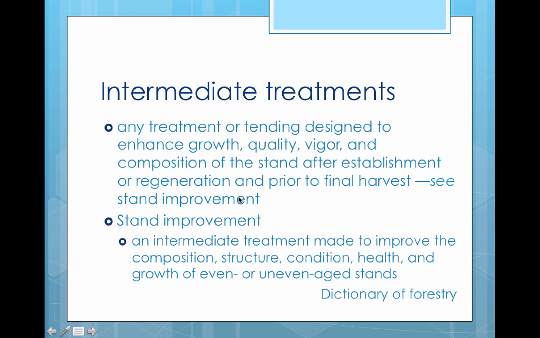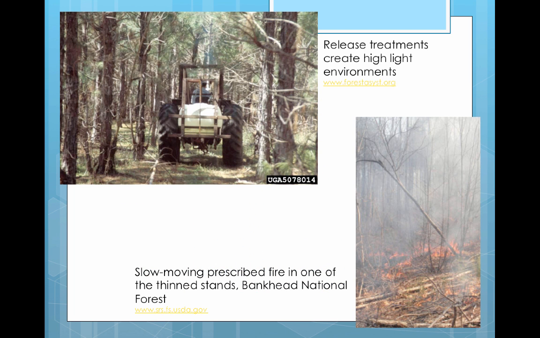And we can see in this definition, the Dictionary of Forestry points us also to stand improvement. So what is stand improvement? Stand improvement is an intermediate treatment made to improve the composition, structure, condition, health, and growth of even or uneven age stand. So some examples, we've already kind of covered some of these, which include release treatments such as thinning, and also prescribed burns in a thin stand. So we'll cover some more examples, but you already have some of these tools in your silvicultural toolbox when we talk about intermediate treatments.